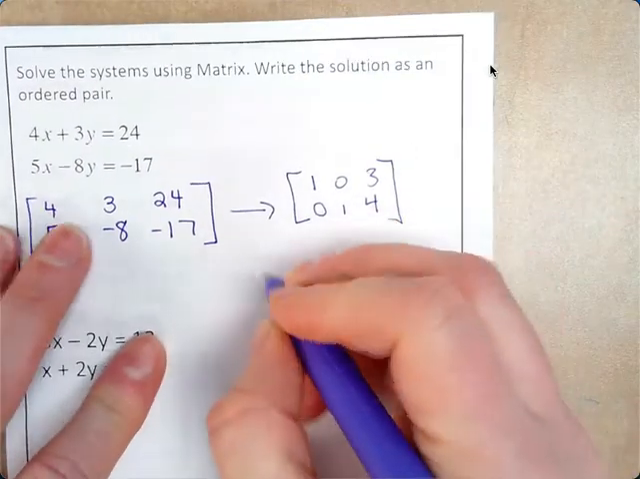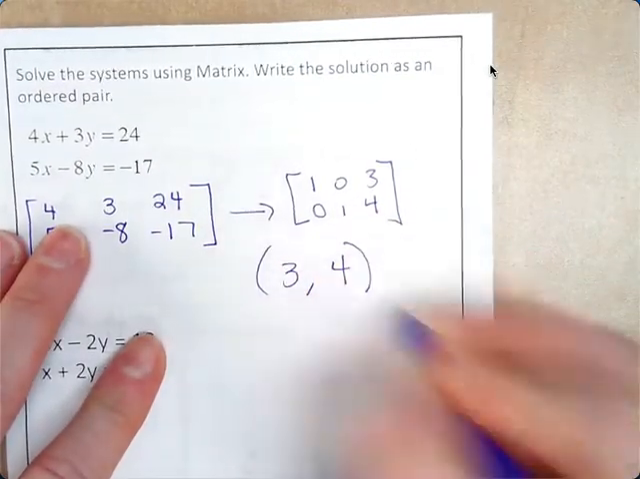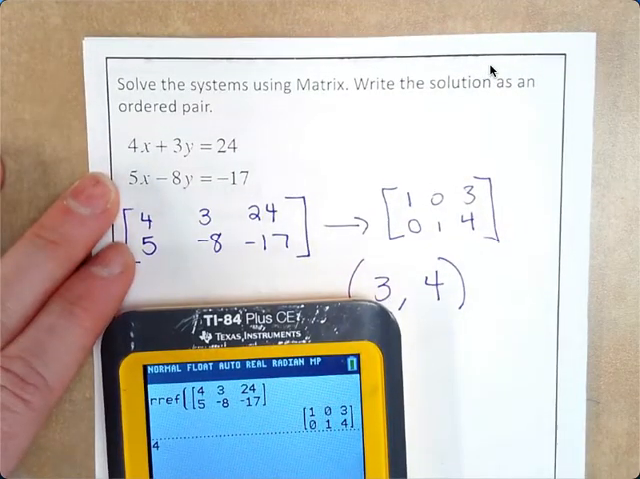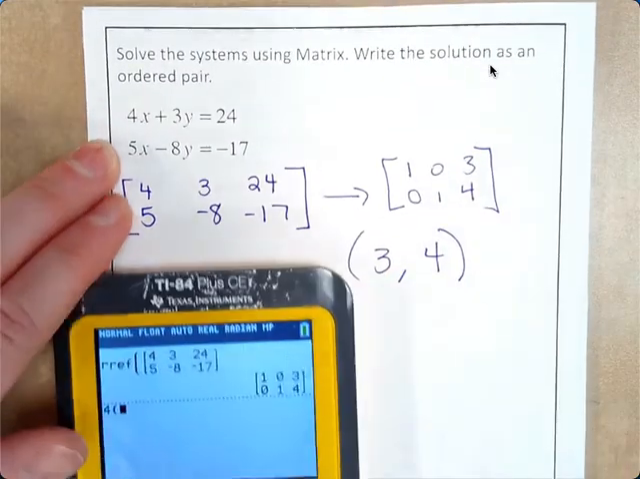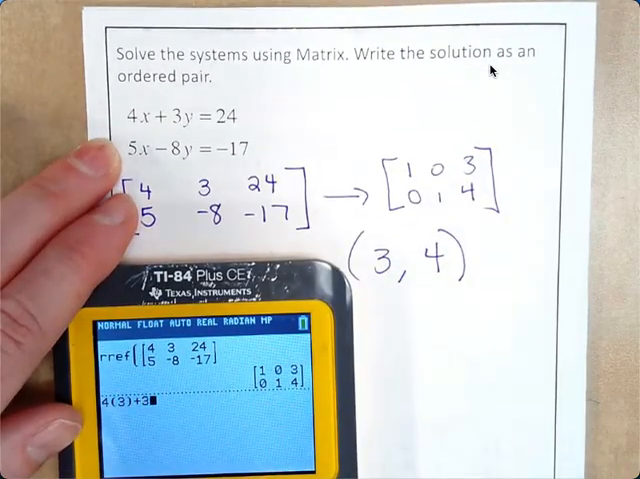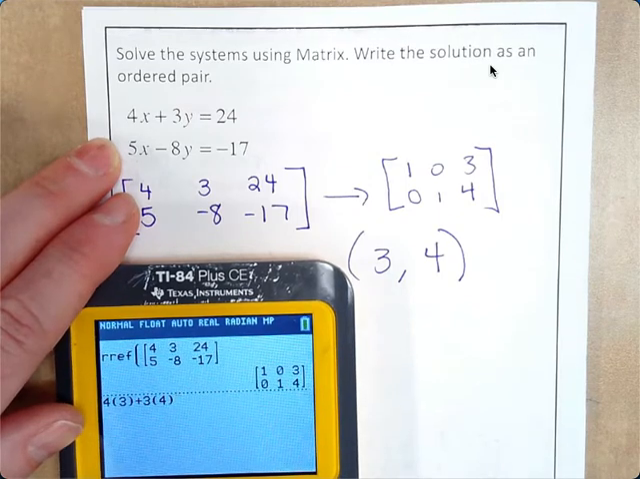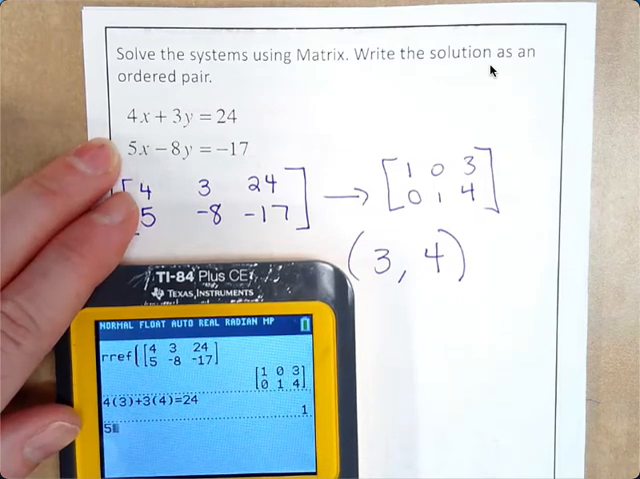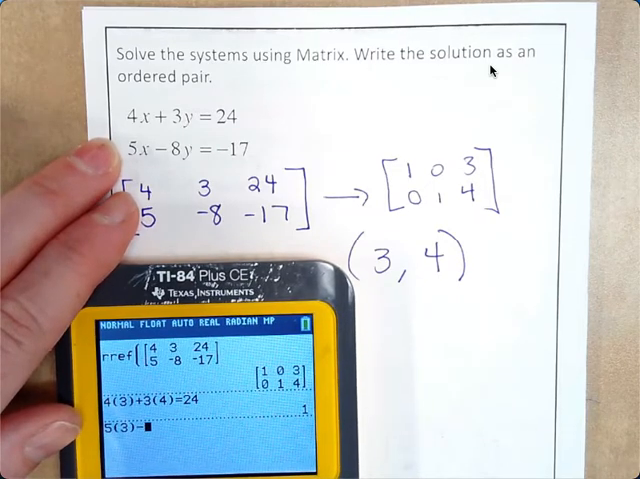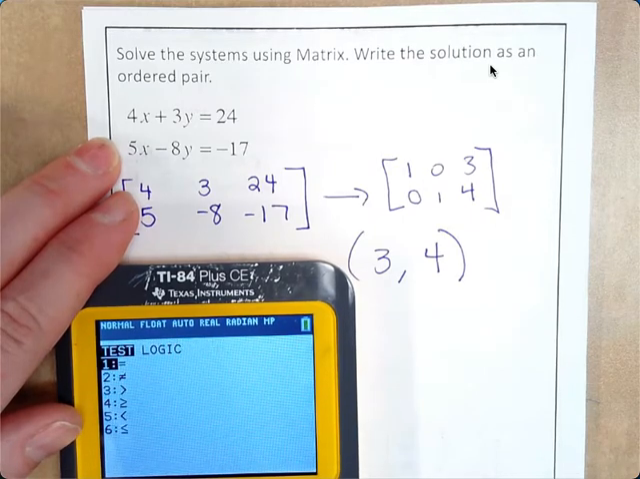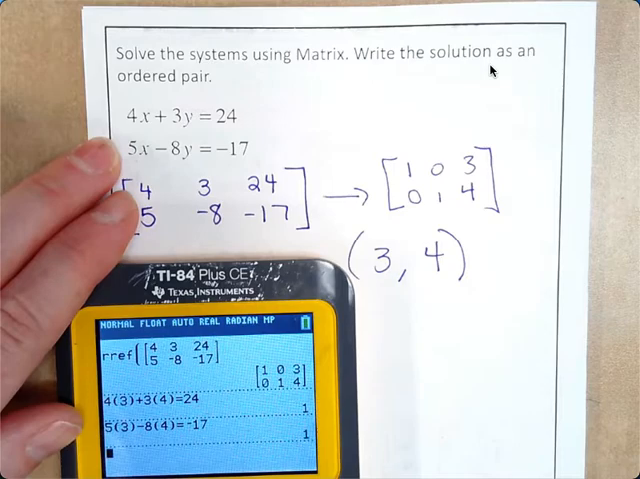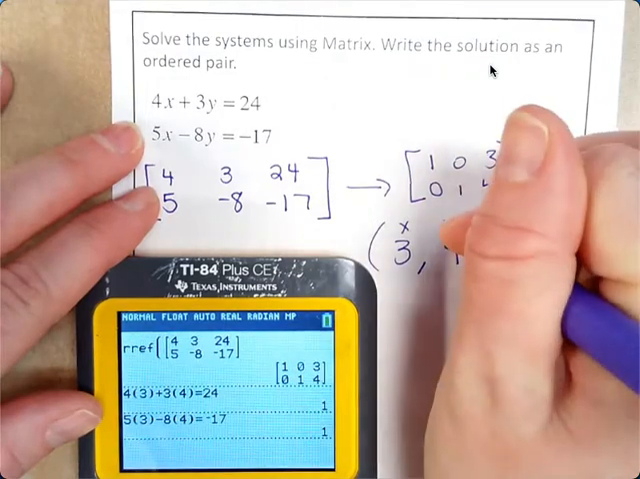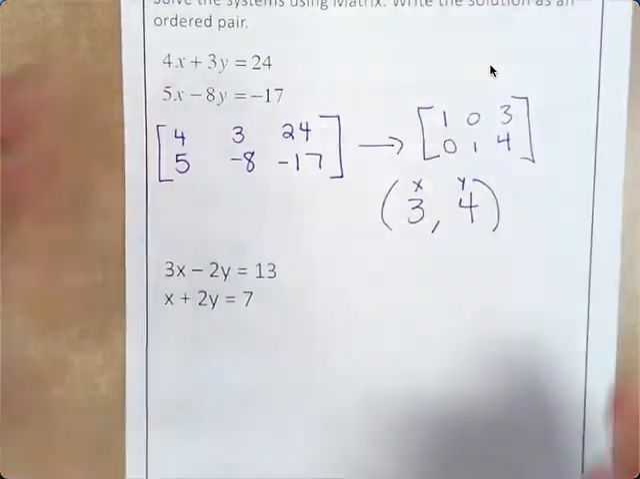So this means that the X value is 3, the Y value is 4. You can check this. Doing 4 times the X value, 3, plus 3 times the Y value equals 24. True. And then 5 times the X value minus 8 times the Y value equals -17. So it works. This is just a way of checking it. So I'm just plugging in the X value and the Y value. Okay, go to the next one.